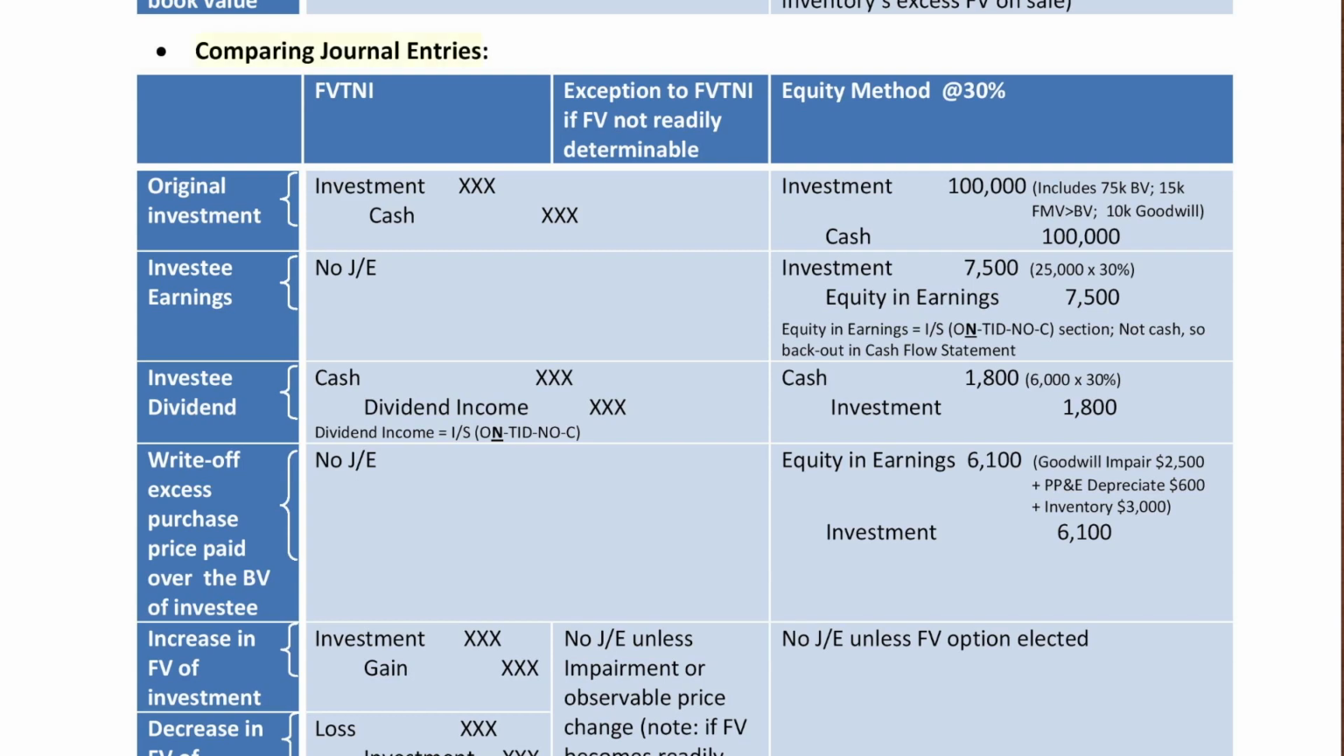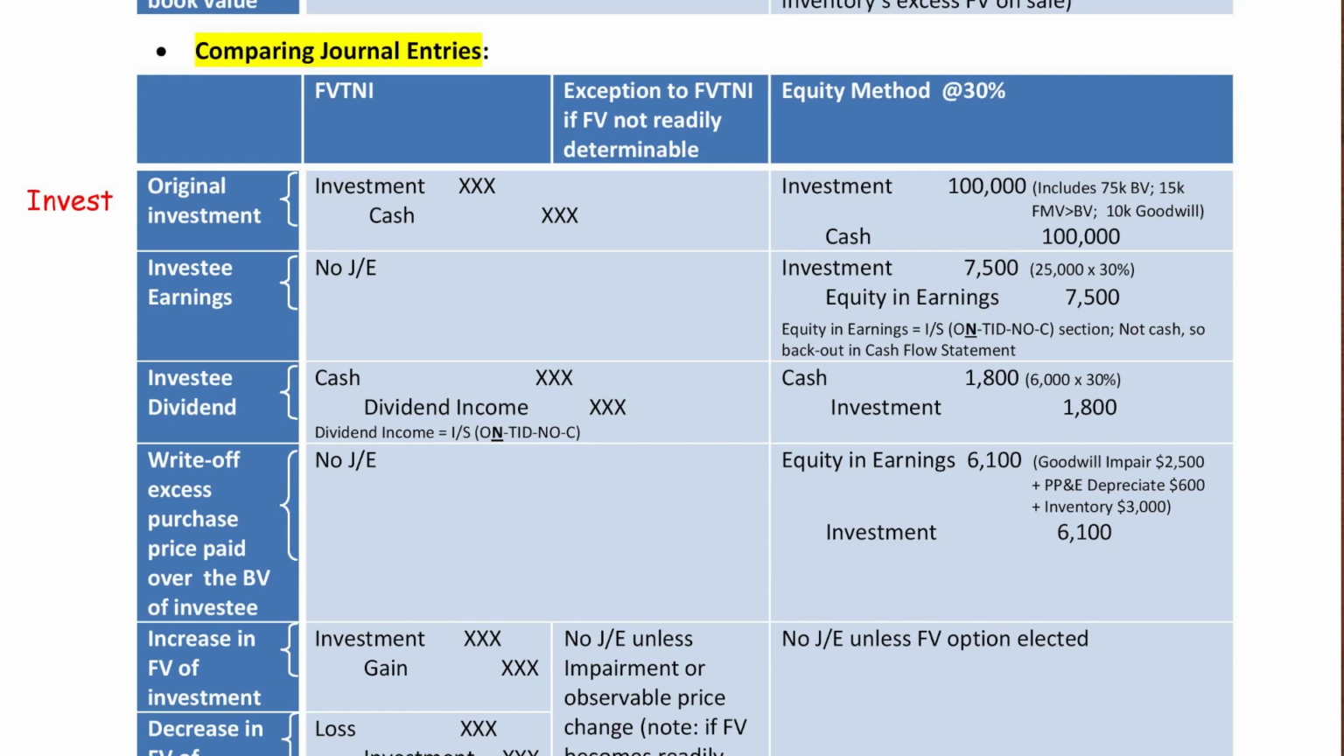Next, comparing journal entries for these two methods. The fair value through net income method, where the investor has no influence, versus the equity method where the investor has significant influence. So start with the original investment, both under the fair value through net income method as well as under the equity method. It's investment debit and cash credit.